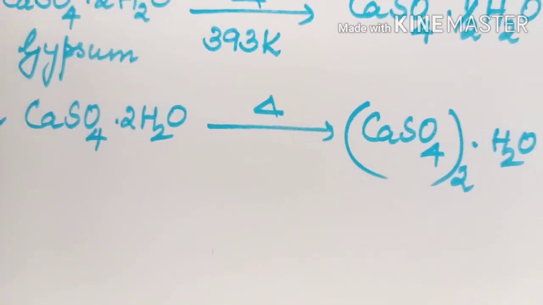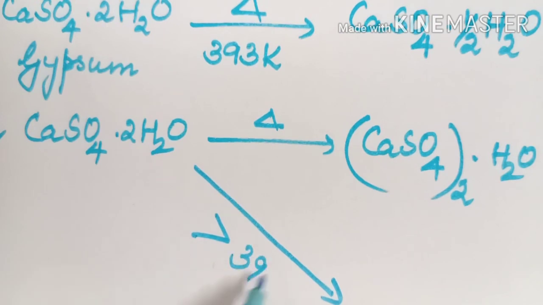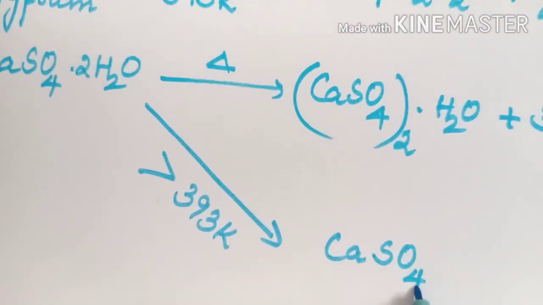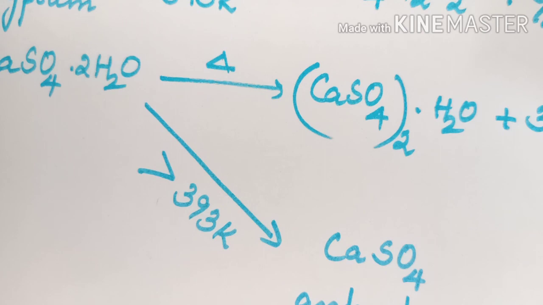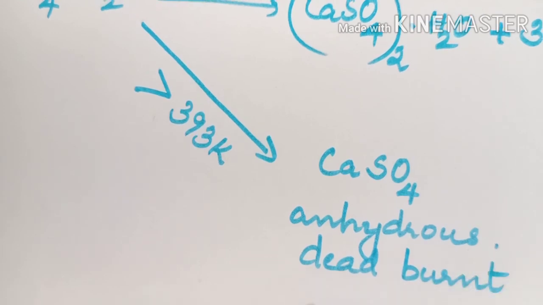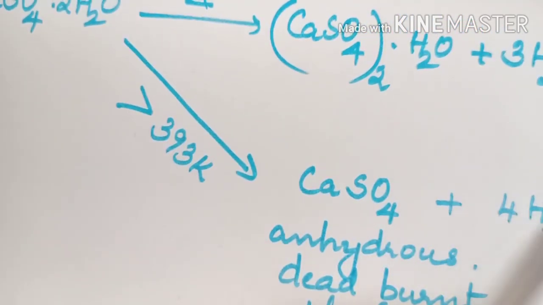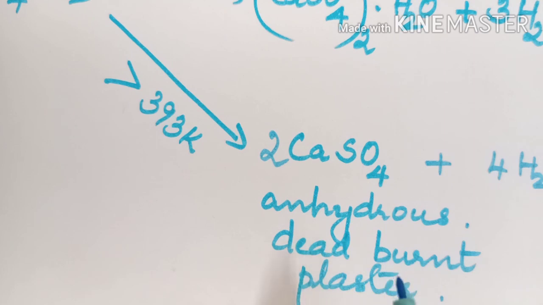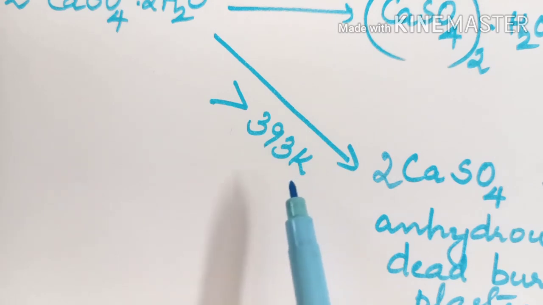Instead of heating the compound at 393 Kelvin, if the temperature is above 393 Kelvin, the product formed is anhydrous calcium sulfate. This anhydrous salt or the dry salt that is formed is known as dead burnt plaster. So, dead burnt plaster is the anhydrous product formed by heating gypsum at a temperature above 393 Kelvin.